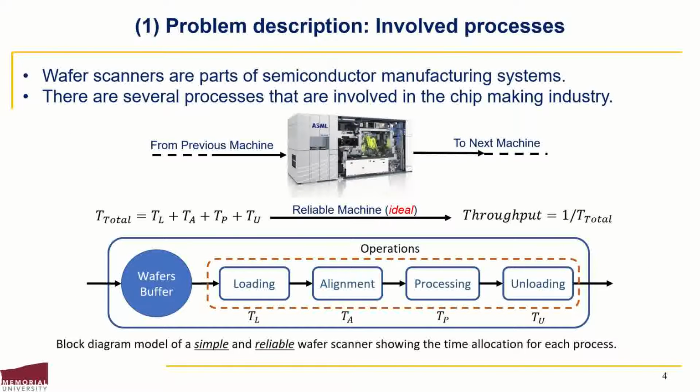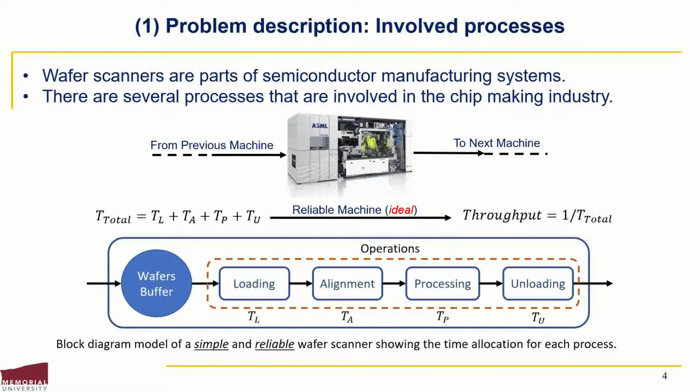As stated before, a wafer scanner does exist within production lines, where the received material flows through them after being processed to the next machine in the line. To identify the involved processes within a wafer scanner, it's possible to look at it in isolation, under the assumption of being ideal, where no failures nor repairs are to be considered.